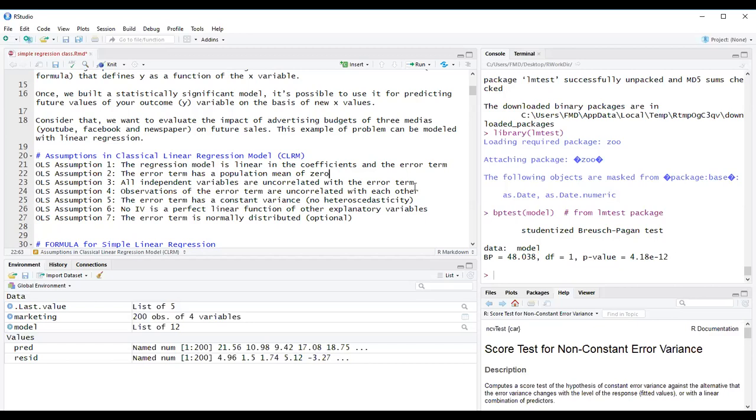If there's a relationship between the error terms and your independent variables, then that means you were not able to capture that relationship in your model. So that's a very important assumption, number 3. Number 4, all error terms are uncorrelated with each other.